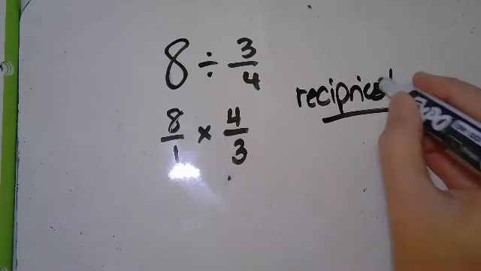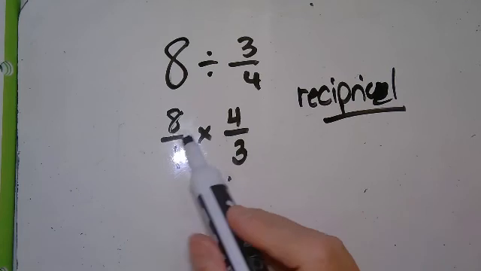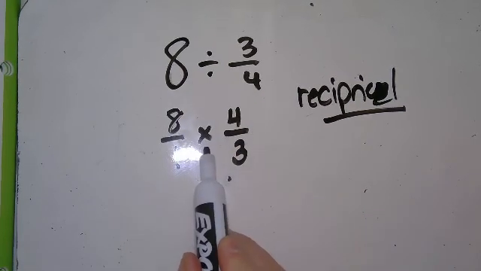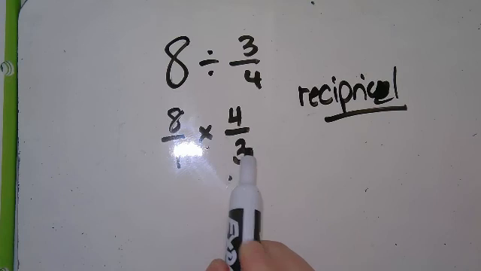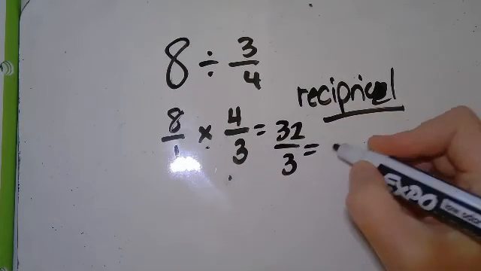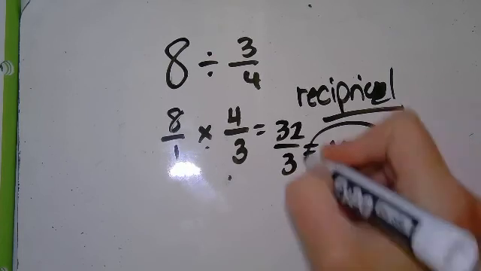which is the same as multiplying by what we call the reciprocal. I think it's OL. Oh, maybe it's AL. I'm not sure. Doesn't matter. And so when we take 8 divided by 3/4, if we rewrite it as a multiplication problem where we multiply by the reciprocal, we end up with 32 thirds, which is equal to 10 2/3.